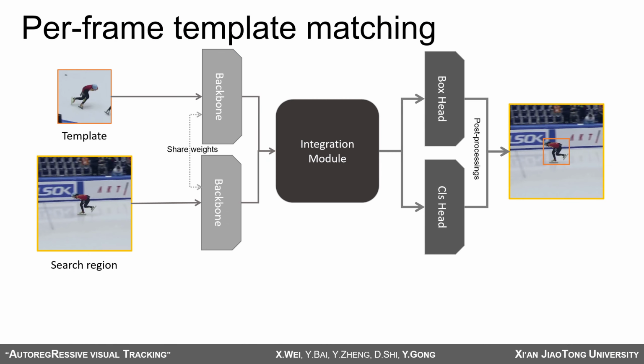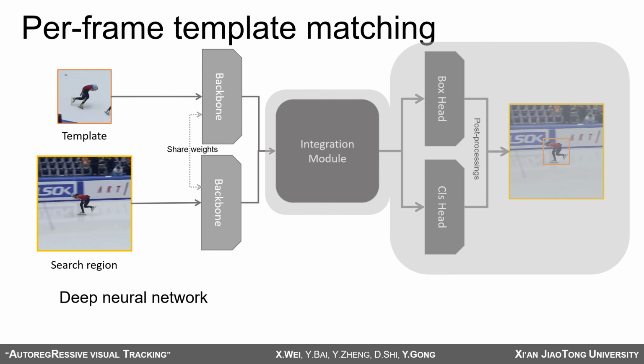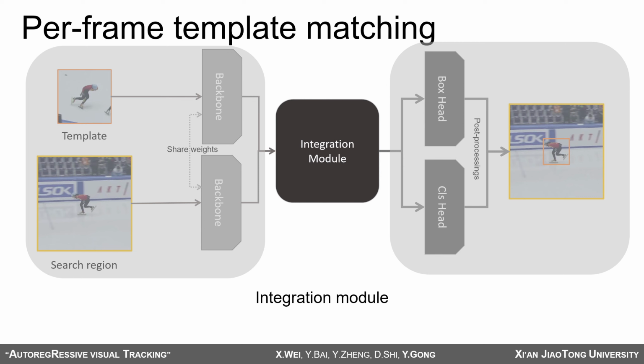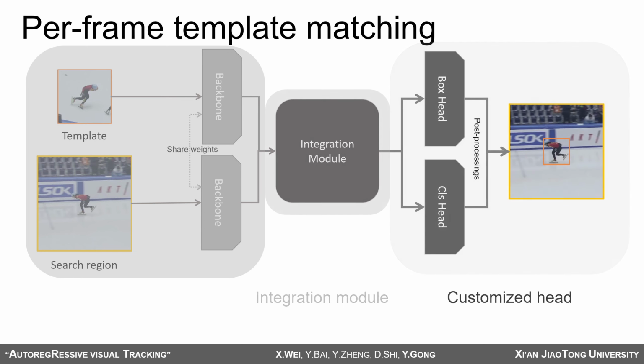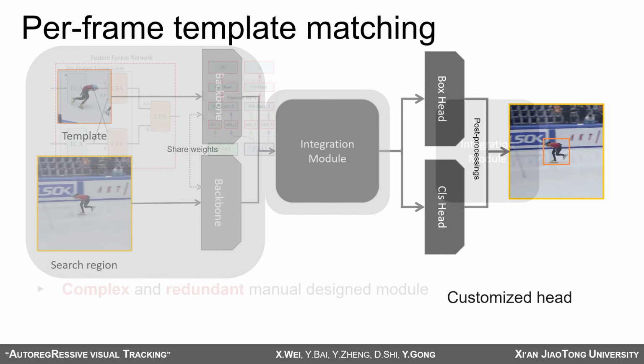Per-frame template matching is a widely adopted methodology for visual object tracking, known for its success in estimating the location of a target in each video frame based on its initial state. These methods typically comprise three key stages: 1. Deep neural network-based feature extraction, 2. An integration module for feature matching, and 3. Bounding box localization accomplished through a customized head.